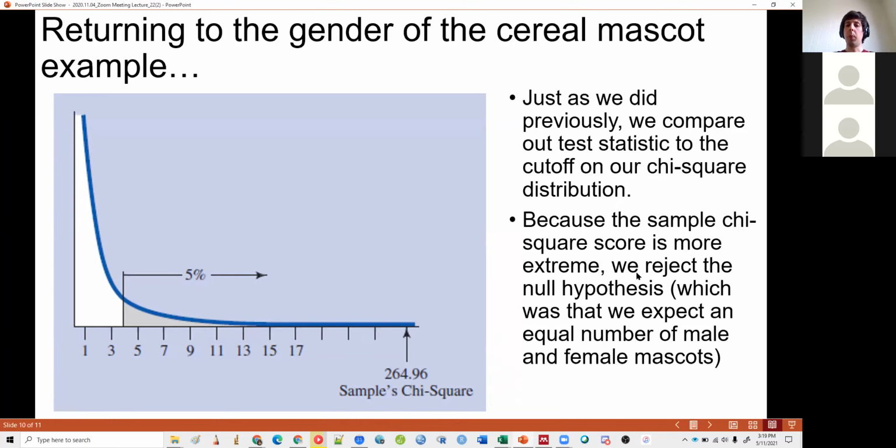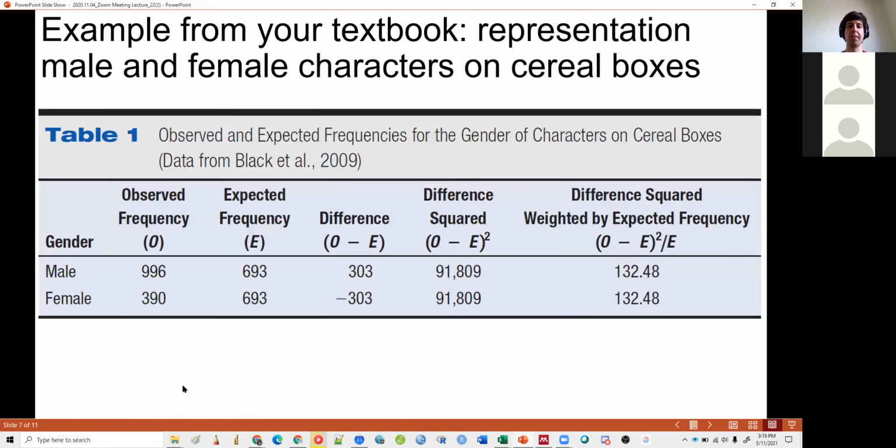And just a reminder, when we reject the null hypothesis for a chi-square problem, the interpretation that you would explain to someone without any knowledge of statistics is that the observations are very surprising in light of the expectations we have. So in light of the expectation that there would be an equal number of male and female characters represented on serial boxes, the actual observations, where you had 996 male characters and 390 female characters, is very, very surprising.